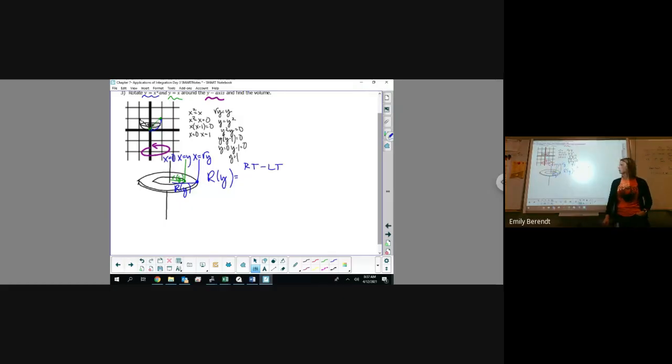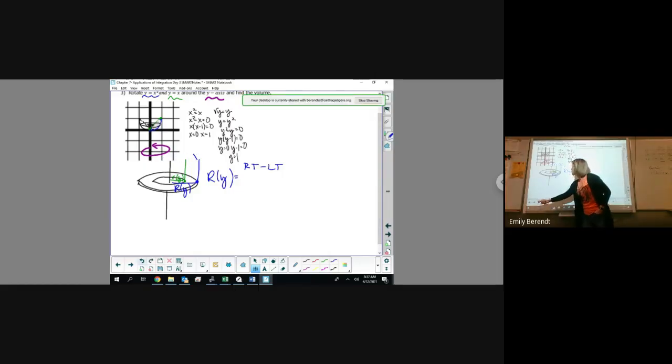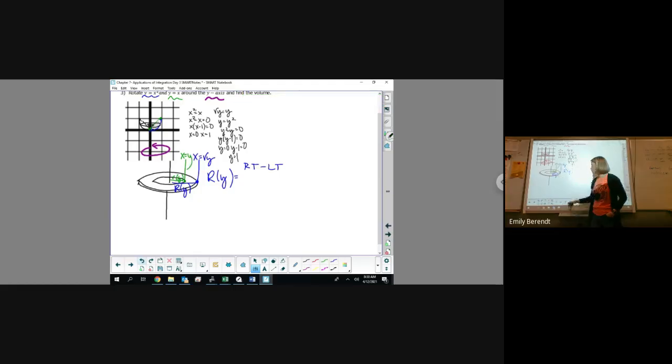x equals 0. I don't know why I wrote in blue on all those. Let me fix that. Get your color coding together this week. I lost my train of thought. What was that guy? X equals y. There we go. All right, so right minus left.